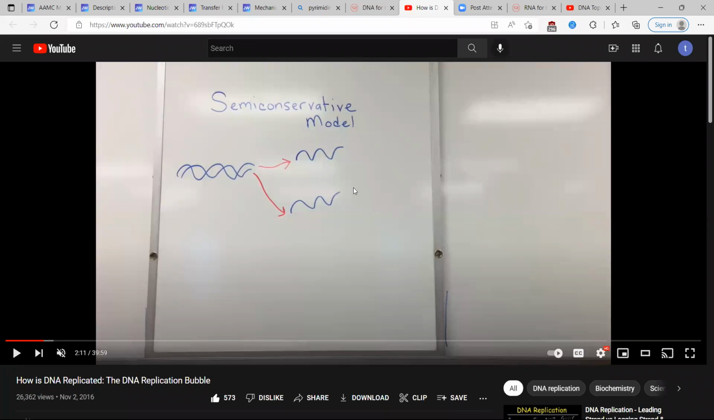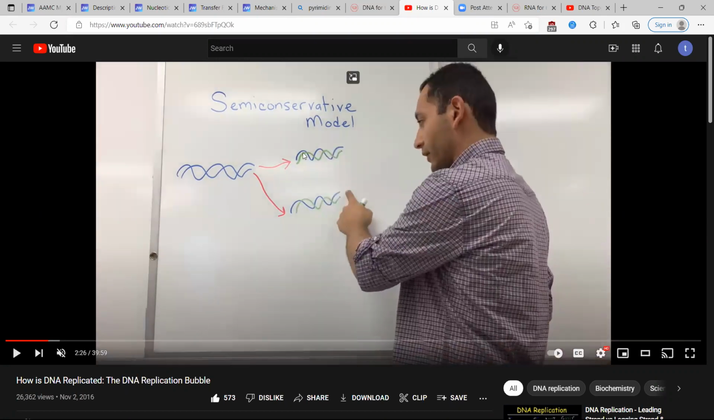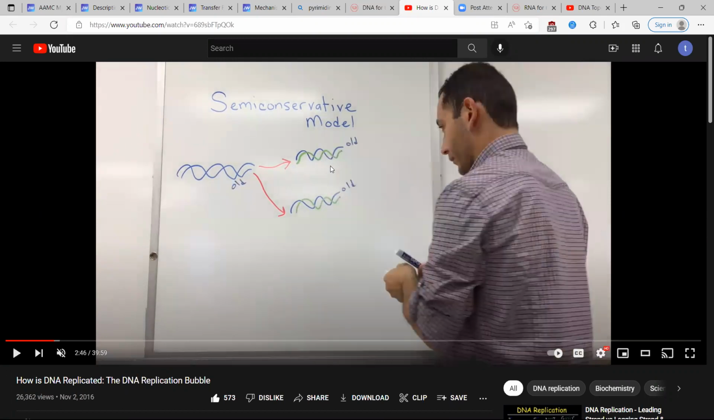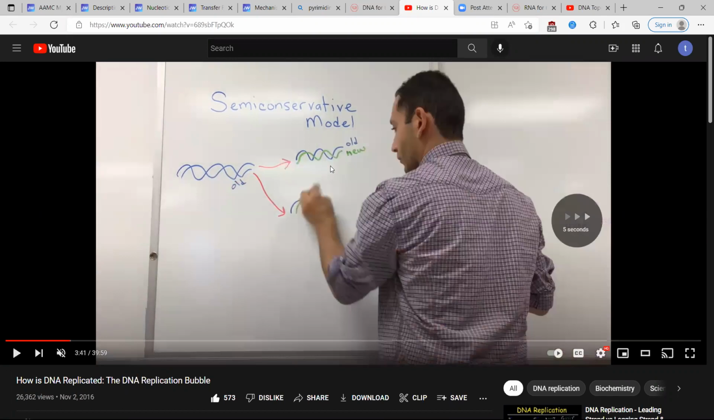And what we learned over time through a really great experiment, you're definitely going to learn about, is that it's a semi-conservative model. Half of the old DNA will pair up to half of the new DNA in both strands. So that's what we see here, where the old DNA is the blue and the new DNA is the green. And that's how DNA replicates, right? But then how does that actually happen? Let's see.